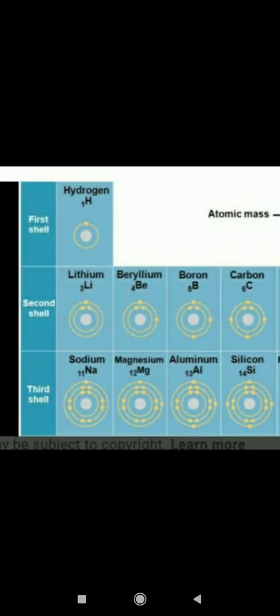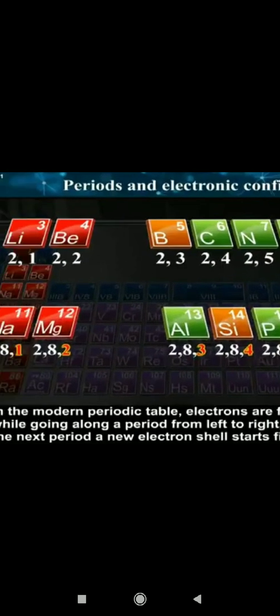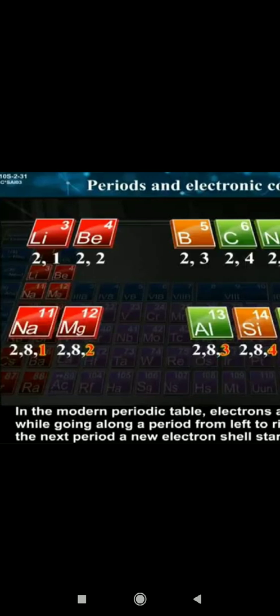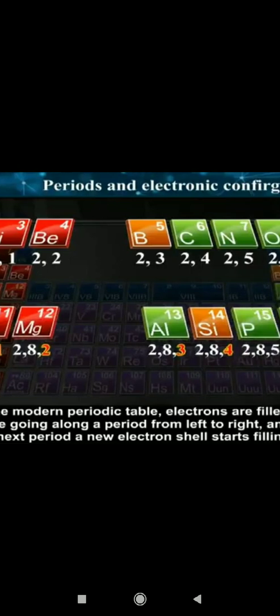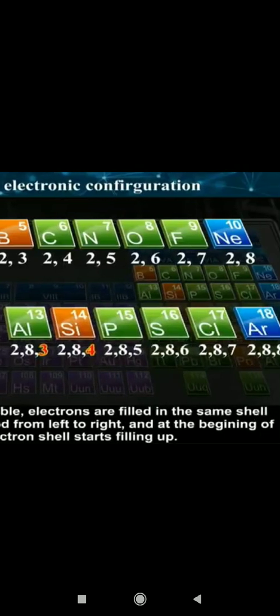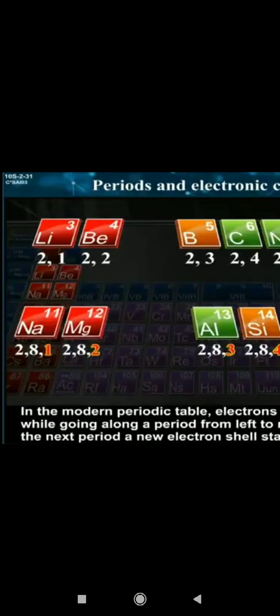So the number of valency electrons and the number of shells, let us see here. In the second period, we can see lithium 2 1, beryllium 2 2 electronic configuration, and at the last neon having 2 8. Hence, all have the same number of shells, but the valency electrons are different.